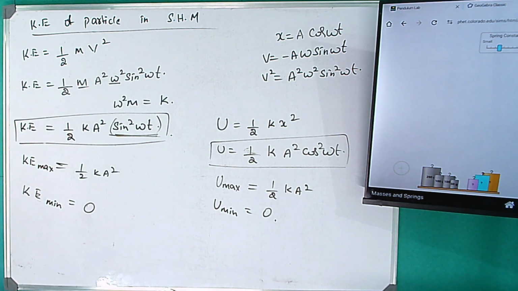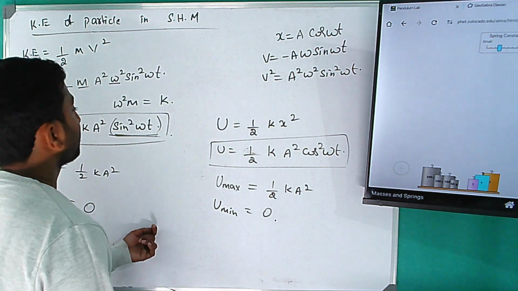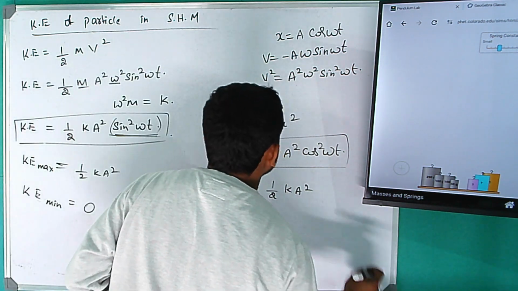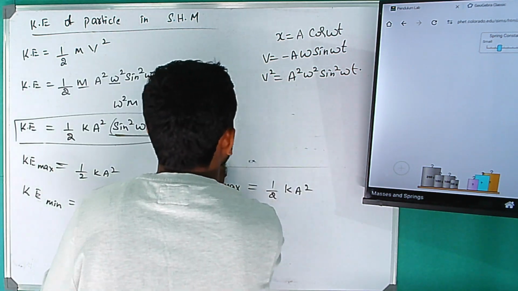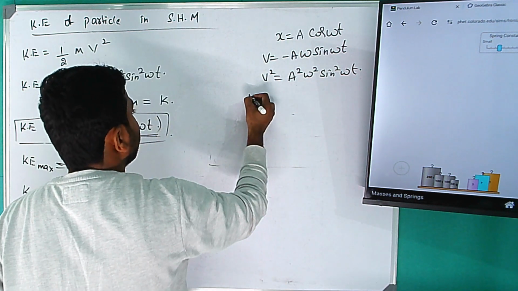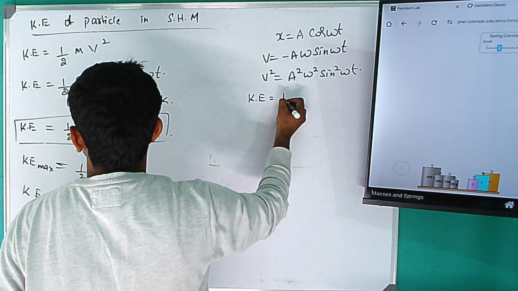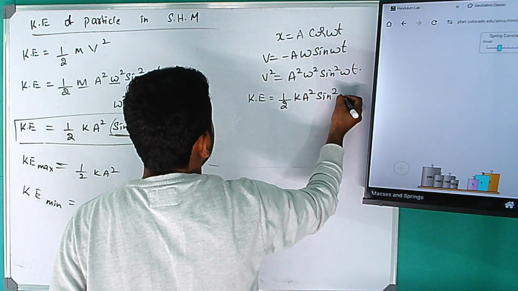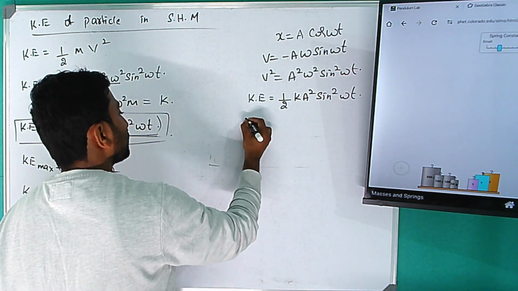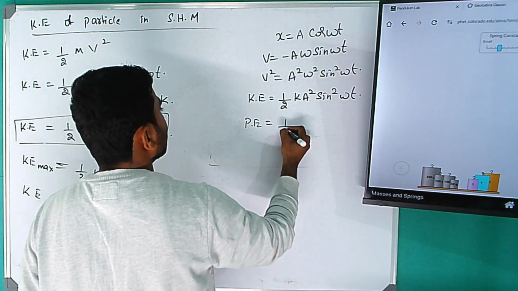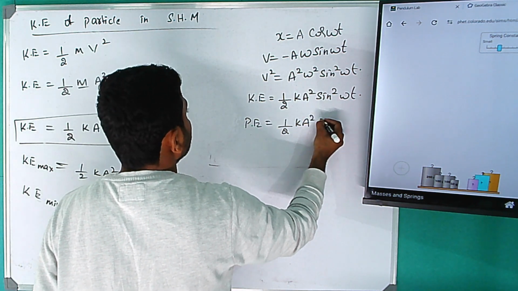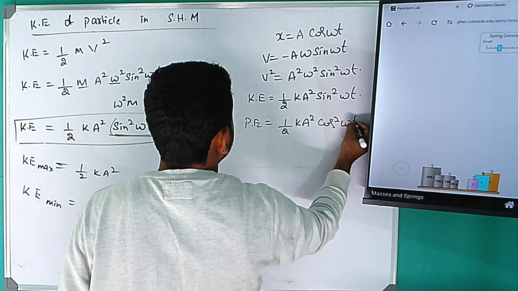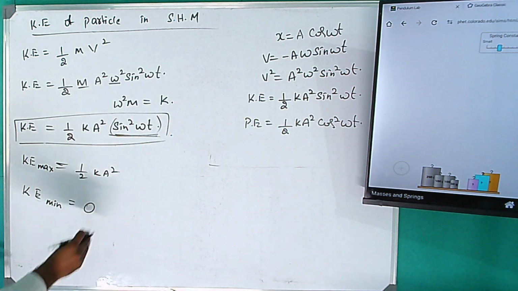I am going to erase this. I need these two equations. I will write these terms here. Kinetic energy is equal to half k a square sine square of omega t. Potential energy is equal to half k a square cos square of omega t. So I am going to erase everything except this.